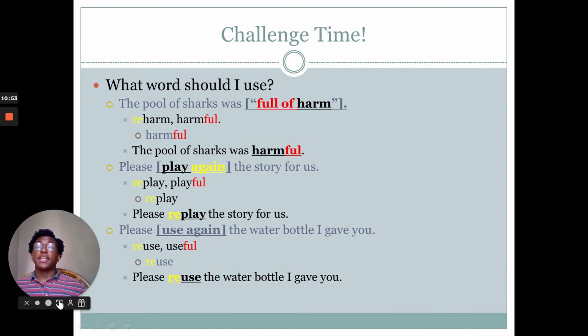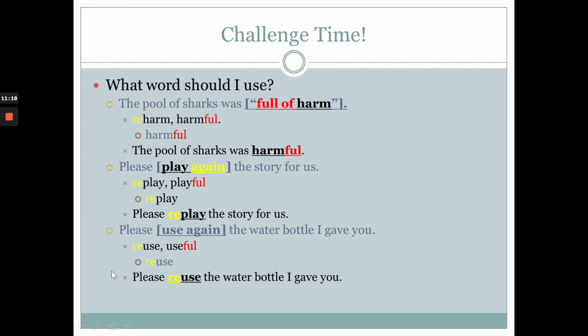So always remember, friends, that you can change the meaning of words with a prefix at the beginning and a suffix at the end. Repeat after me. Prefix at the beginning. Suffix at the end. So now I want you guys to talk with your class about what other words you could make using the prefix re and the suffix full. Think about it.